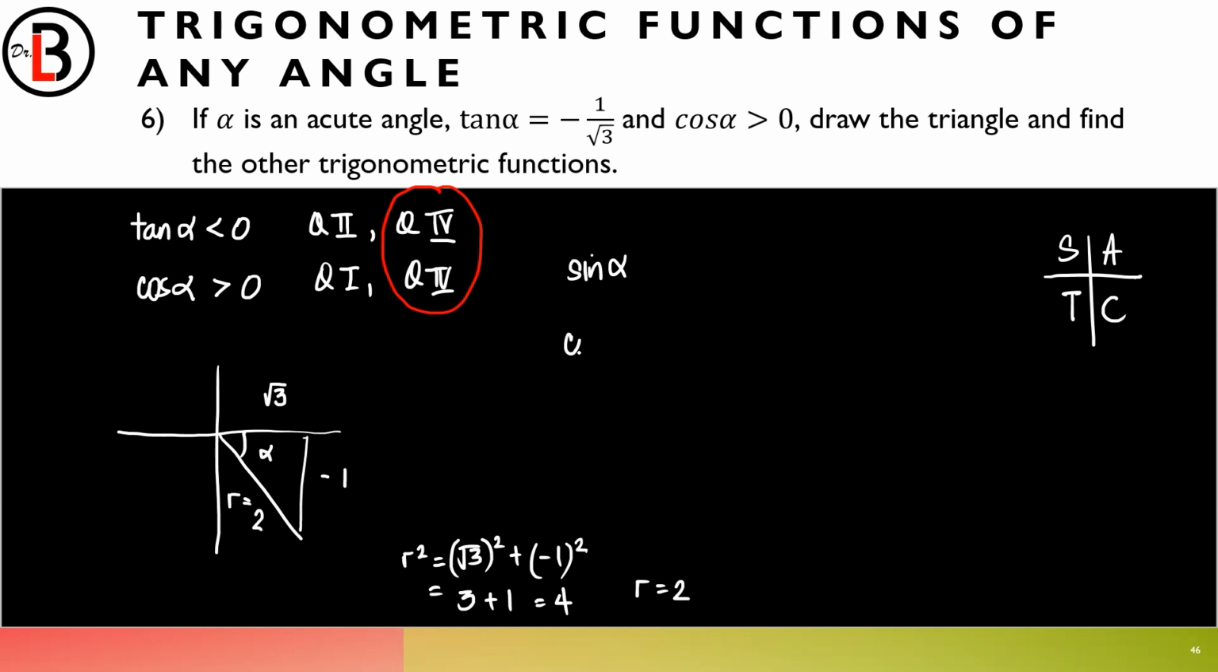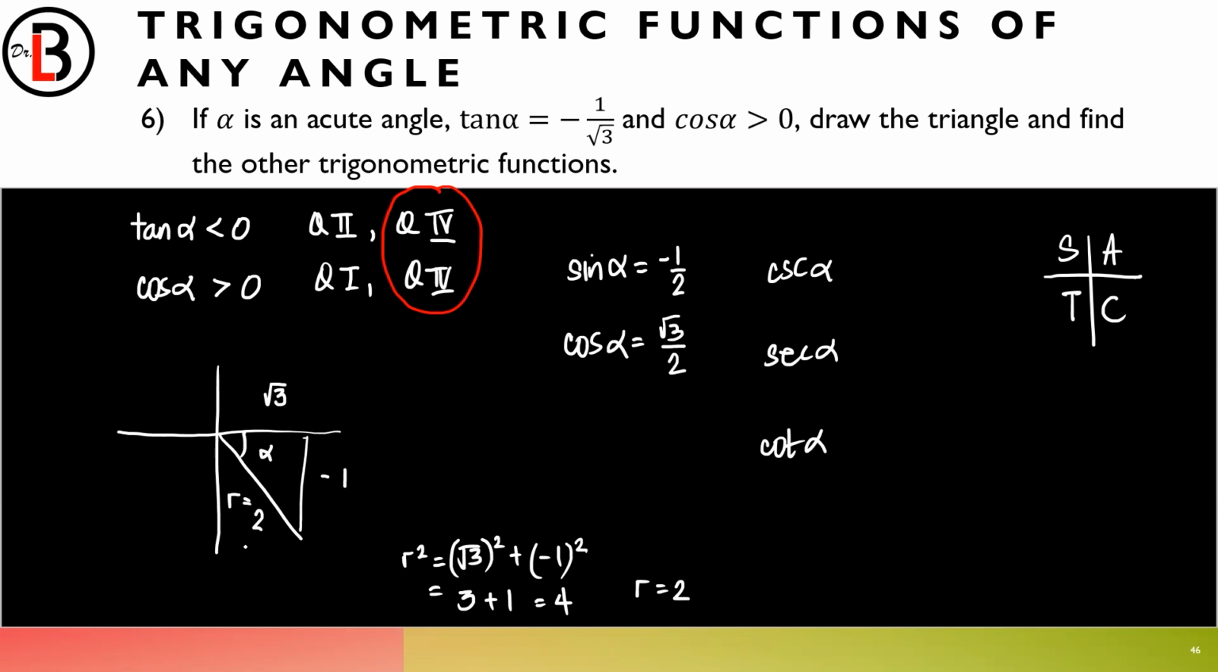Sine, cosine, you know what the tangent is. We can solve for the cotangent, secant, and the cosecant. So looking at the triangle, sine would be opposite over hypotenuse, negative 1/2. Cosine would be adjacent over hypotenuse, square root of 3 over 2.